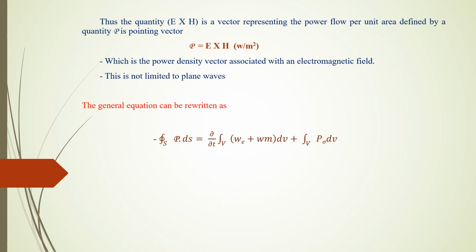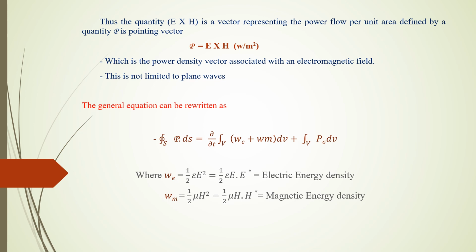Here it is the power density vector associated with the electromagnetic field, and this is not limited to the plane wave. In general, the equation can be rewritten as: the total power through a given surface is equal to the integral of (WE plus WM) dV plus the integral of Pσ dV, where WE represents the electric field energy density, WM represents the magnetic field energy density, and Pσ represents the ohmic power density.